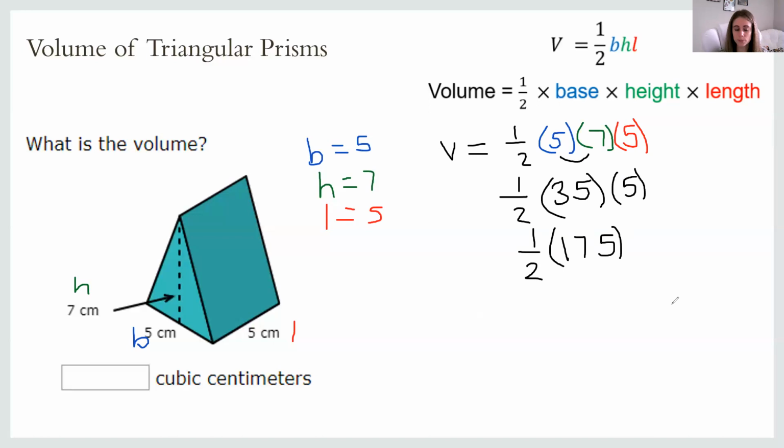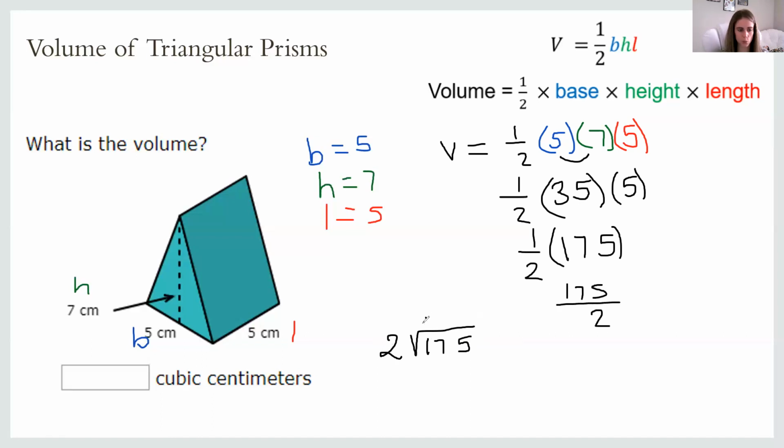Oh, when you're multiplying something by 1/2, remember that's the same thing as dividing by 2. So we're going to divide 175 by 2. Let's work that out just in case a little refresher on division is needed. We're going to divide 175 by 2 because when you multiply by 1/2, it's the same thing. So 175 divided by 2.